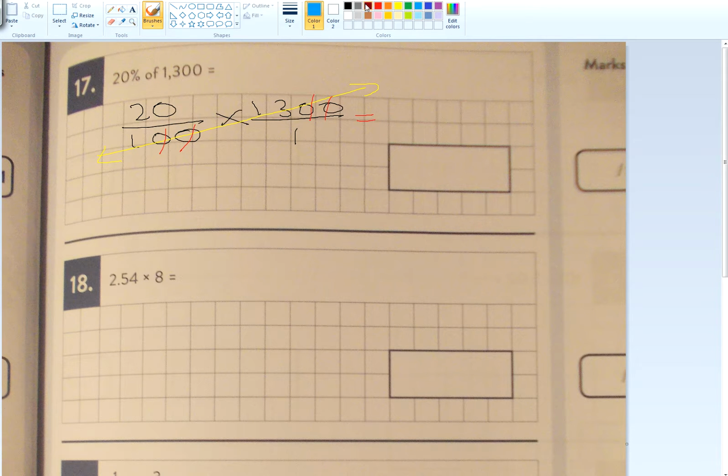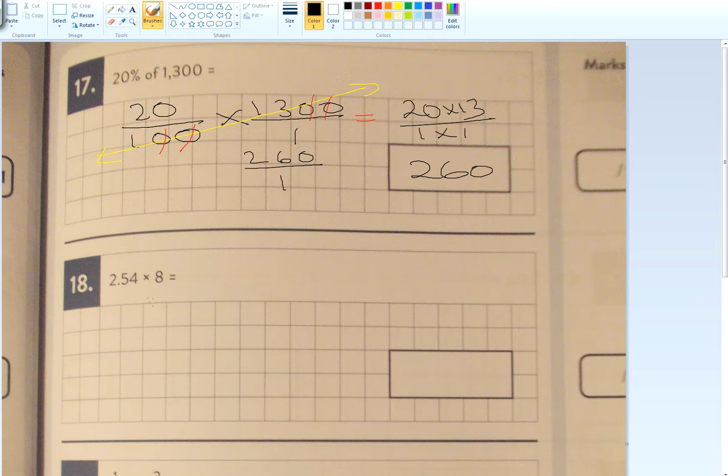So now, once we've done our cancelling, we can't cancel anymore. We multiply the top numbers. So 20 times by 13 on top. And on the bottom we got 1 times by 1, which is 1. So 20 times by 13 will give us what? 260.